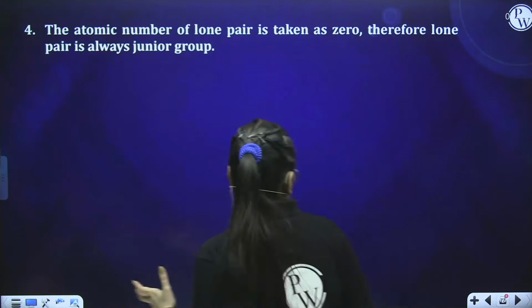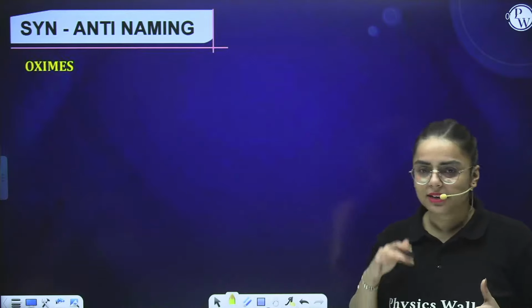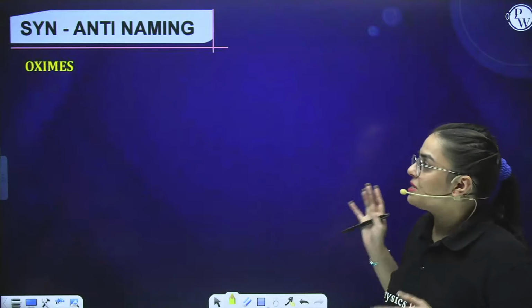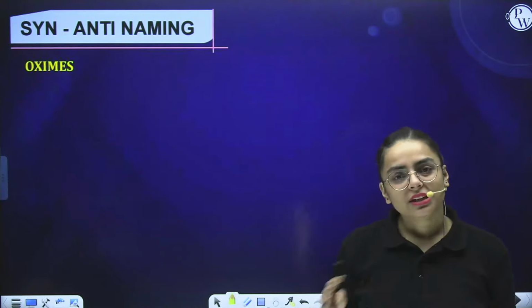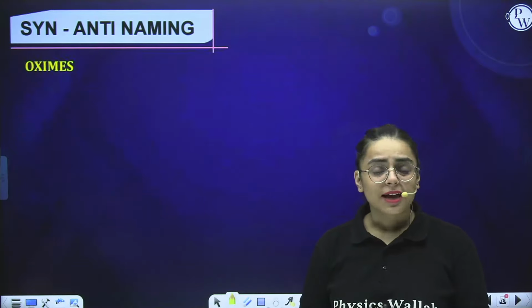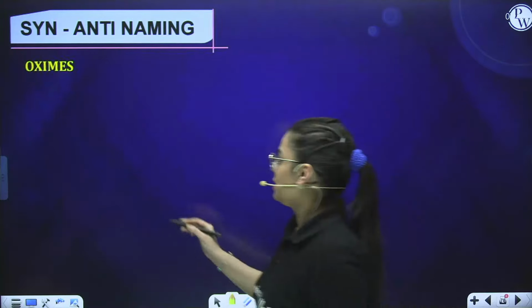Now students, moving on to the next naming, we will see the cases of EZ in the coming questions. First, I want to explain all the namings to you. So now comes syn anti-naming. Now for syn anti-naming, we are going to see basically 3 cases. 2 for the oximes and 1 for the azoalkanes. For the oximes, basically there are 2 cases, aldooxime and ketooxime.